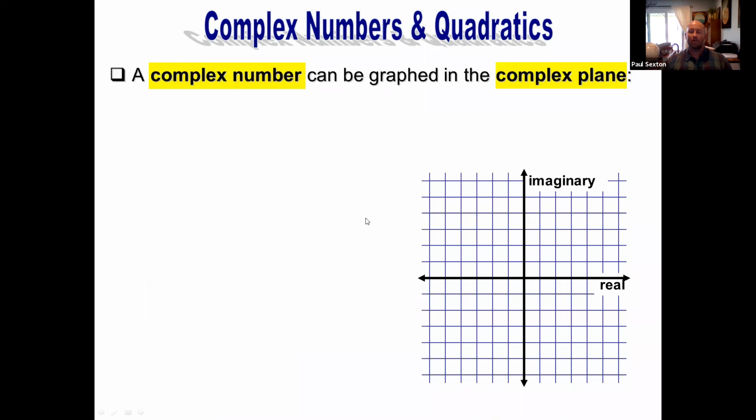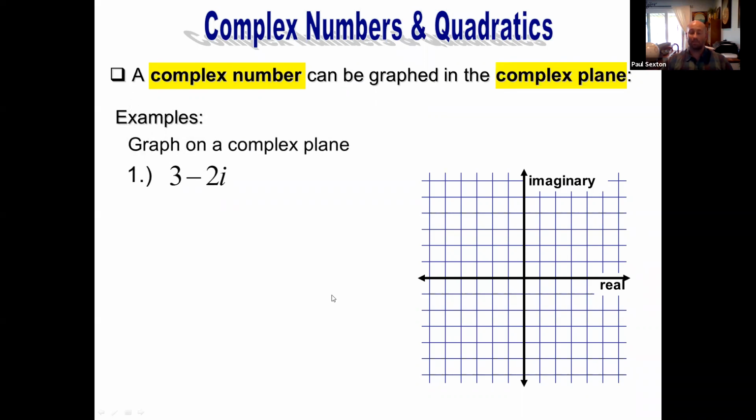Okay, so with complex numbers, when we get solutions, we can't graph those solutions on a normal x, y, or Cartesian plane. But there is a complex plane that looks like this. Notice how the x-axis is now labeled as the real axis, and the y-axis is now labeled as the imaginary axis. Let's say these were our solutions, our non-real or complex solutions. Well, we'd have to go to the complex plane and graph them there.